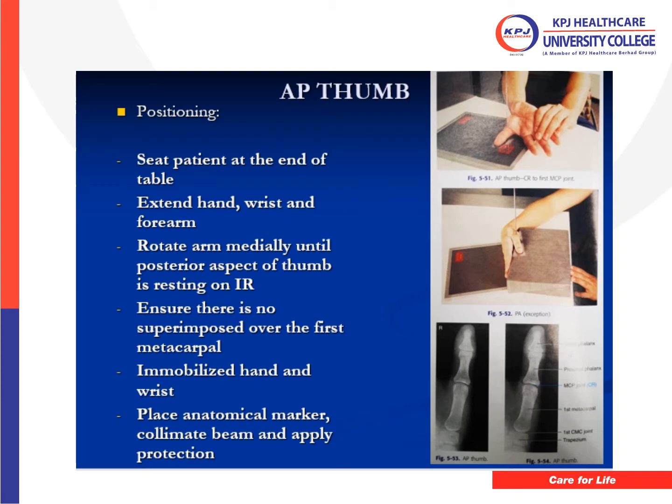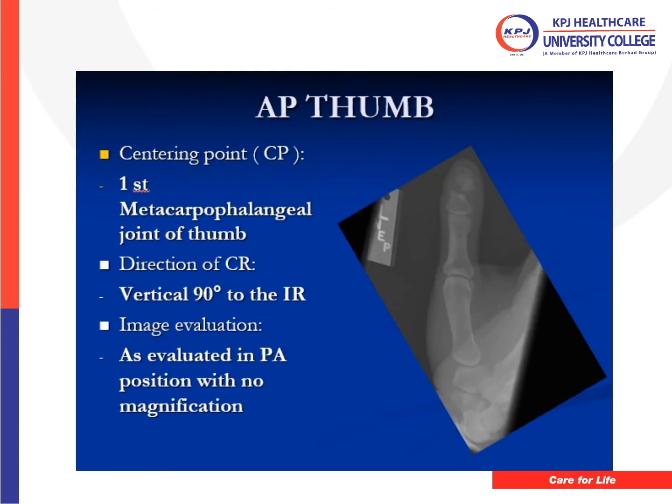If you want to project it as AP, you have to use immobilization aids to ensure that the patient does not move. There are actually many ways, but this is one example. The positioning is the same. Thumb here. The centering point is at the first metacarpophalangeal joint of the thumb, and it's always directed perpendicular to the image receptor.